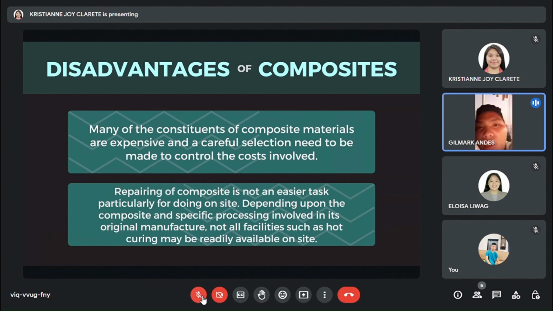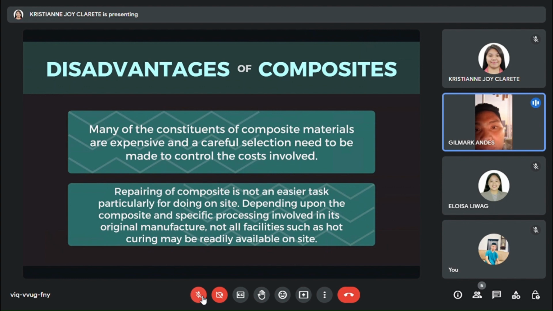The second disadvantage of these composites is that repairing composites is not an easy task, particularly on-site. Ito yung napakahirap sa composites kasi once na ma-deform or magkaroon ng sira yung composites ay hindi mo siya agad-agad mare-repair on-site. Hindi tulad ng mga steel or metals na once nagkaroon ng deformation or nagkaroon ng sira ay once napukpukin mo lang or gamitan mo ng some tools ay pwede mo na siyang ma-repair.